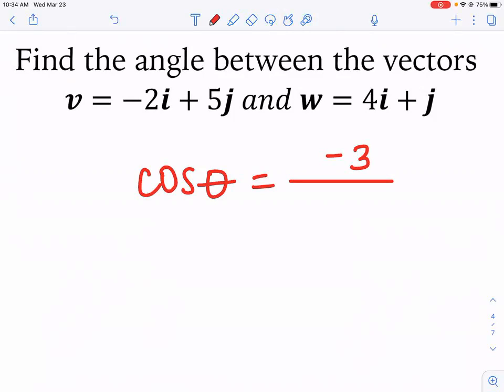Okay, now let's talk about the magnitude of V. The magnitude of V would be the square root of 29, because we have 2 squared plus 5 squared. Here we had 4 squared plus 1 squared, square root of 17.